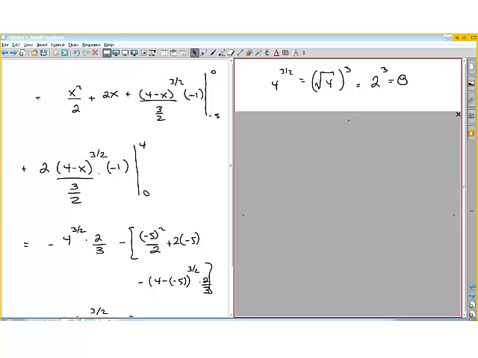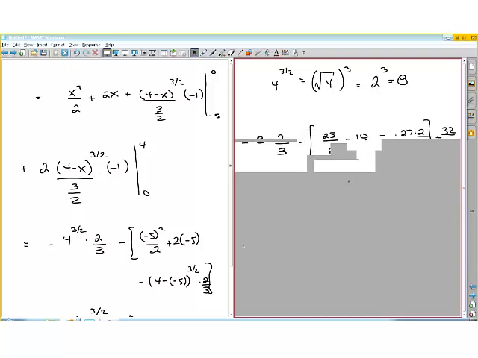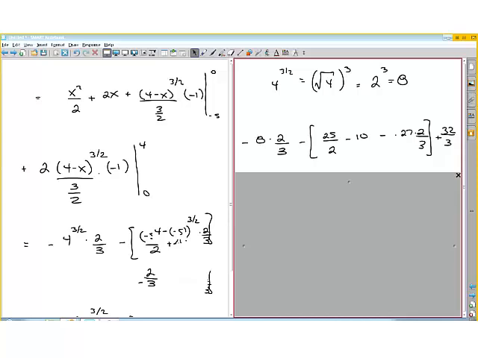So when we plug all this stuff in, this becomes 8 times 2/3 minus 5 squared, which is 25, divided by 2. 2 times negative 5 is negative 10. Here we get 20. This whole thing here becomes 27. So you get negative 27 times 2/3. So that's that. And then the last one, this is 8, same reason this was 8. So you get 8 times 2, which is 16, times 2, which is 32. So that's where the 32 comes from. The negative times the negative is a positive. Divide by 3.